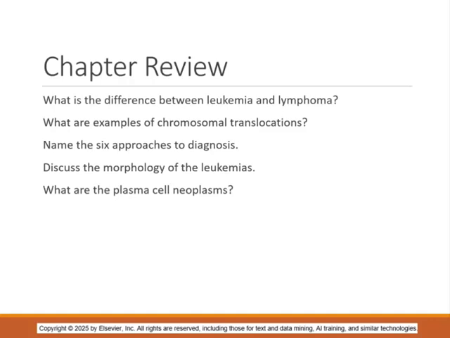So that was mature lymphoid neoplasm. So you make sure you know the difference between leukemia and lymphoma. Just some chromosomal translocations and all the stuff we use to diagnose it and what the morphology looks like. If you have any questions, please let me know.